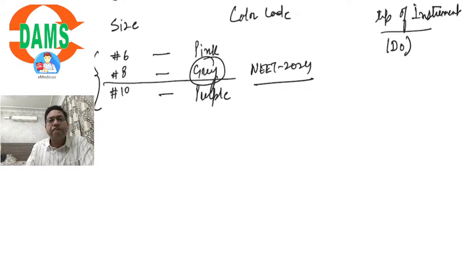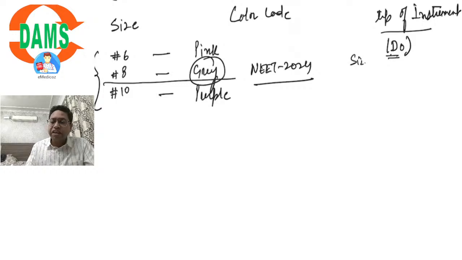Now, the third parameter that we have to look for is what does the size of the instrument indicate? The size of the instrument basically indicates the diameter at tip of the instrument. And what do we call the diameter at tip of the instrument? It is called D0. So from the size of the instrument, how do we calculate the D0?